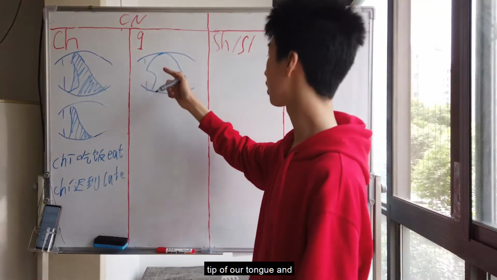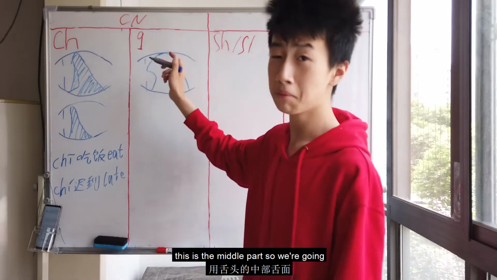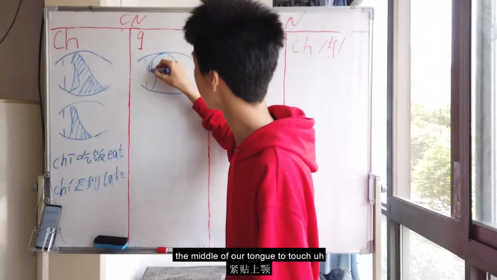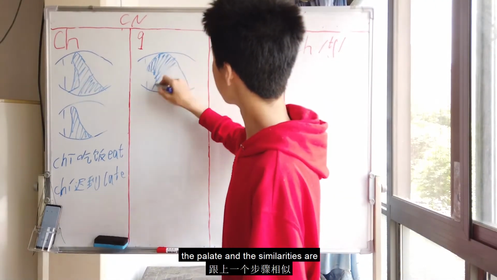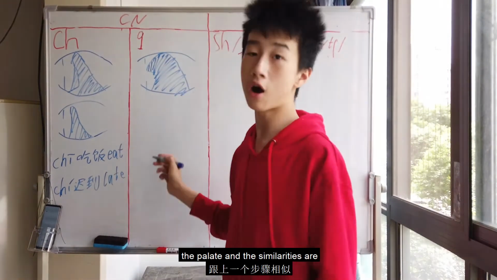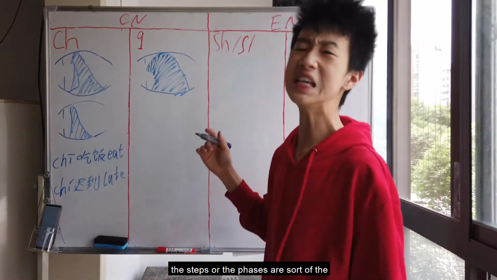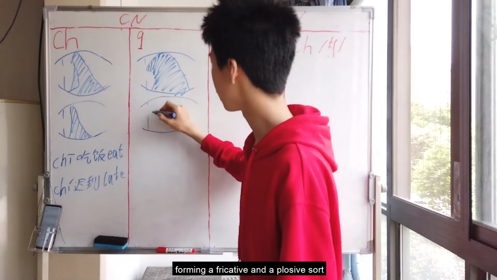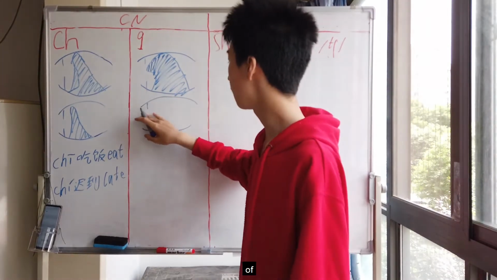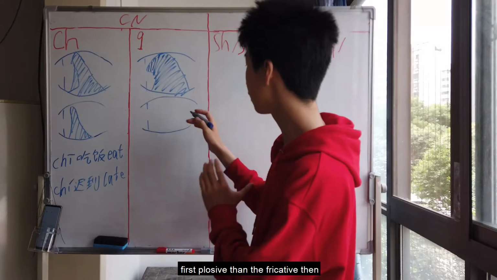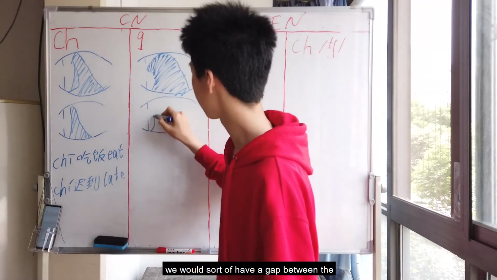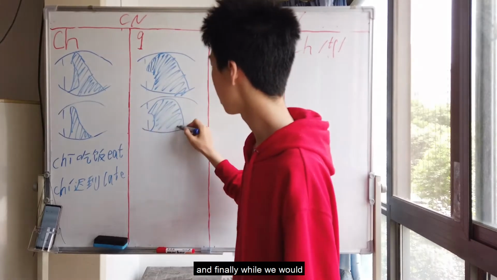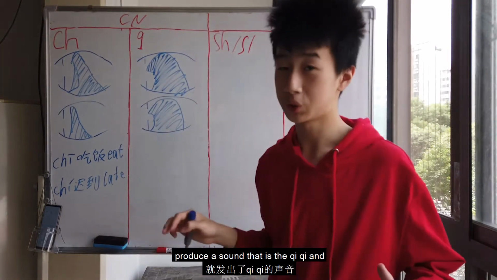This is the tip of our tongue, and this is the middle part. We're going to use a small surface of the middle of our tongue to touch the palate. The similarities are that the steps or phases are sort of the same. We push the air, forming a plosive and a fricative, first a plosive, then a fricative. Then we have a gap between the two, and finally we produce a sound.